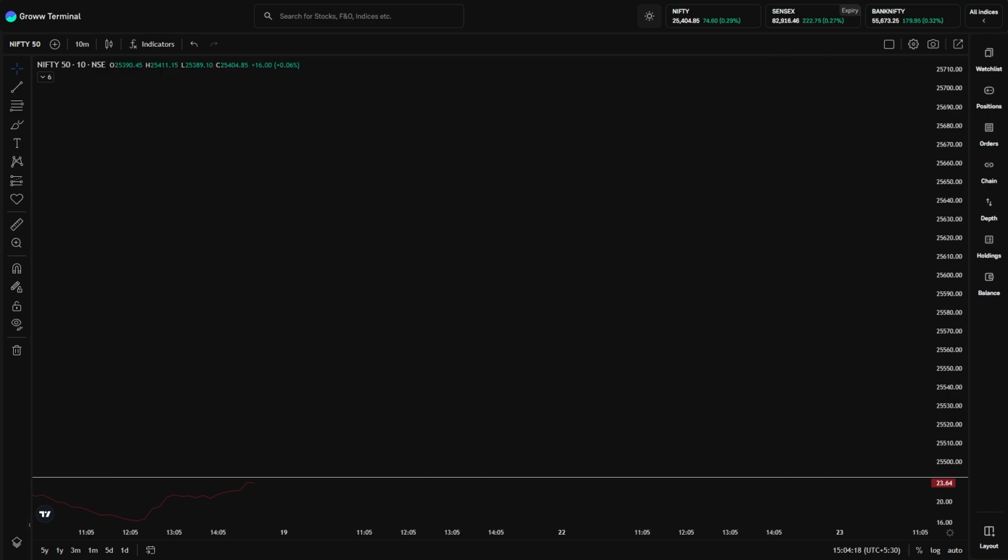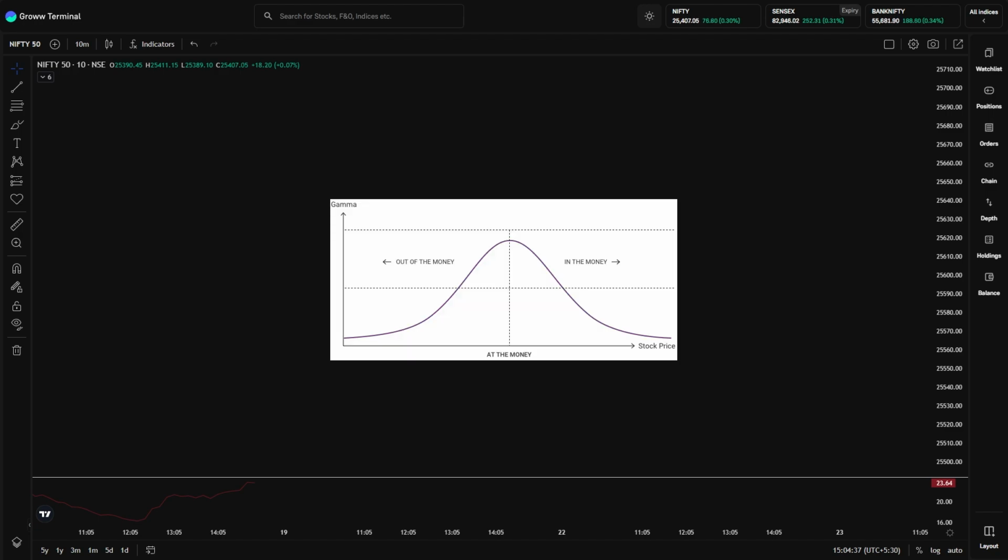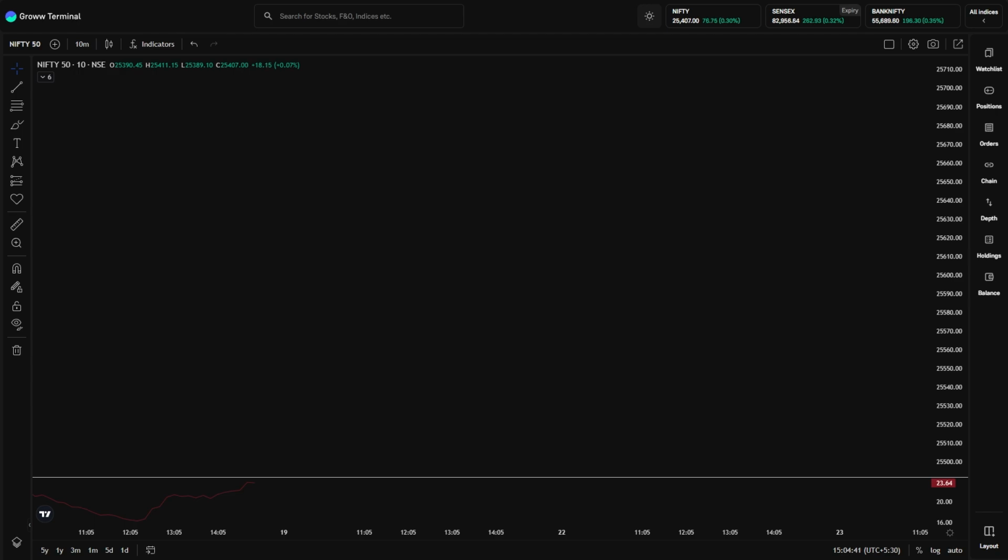A high gamma means the delta reacts to even small moves, like on expiry day you might have seen how Nifty's options just go from 1 rupee to 100 rupees. That's because of gamma. And gamma is especially important for near the money options or short term trades. All right, so on at the money options this is really important to know.